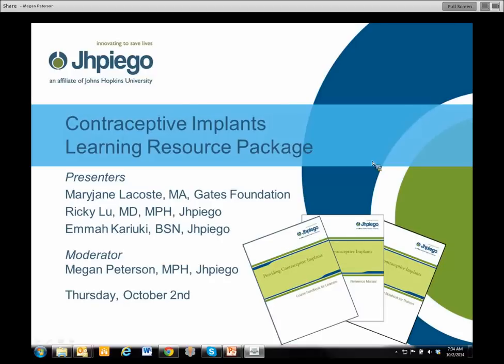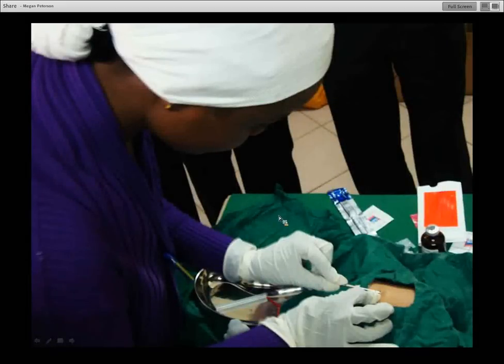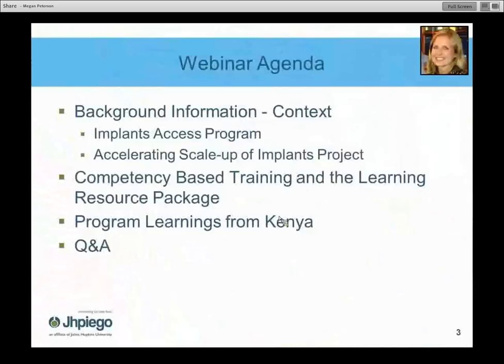Okay, so with that, I wanted to just kick off this webinar today about the Contraceptive Implants Learning Resource Package. Of course we have to start with a picture that really shows what this is all about. It's someone being trained on an anatomical model on how to insert an implant. And of course, this will come up again later as we talk about the learning approach used in developing the package and how that might be of value to your programs.